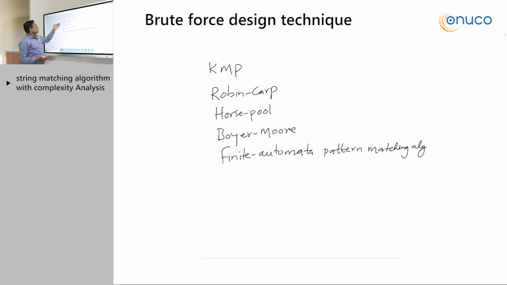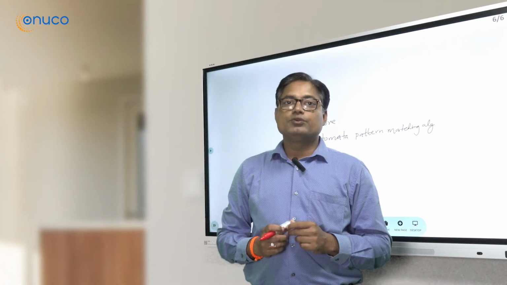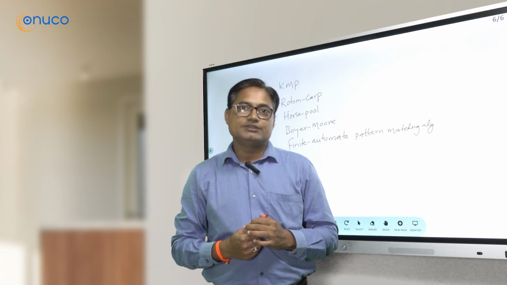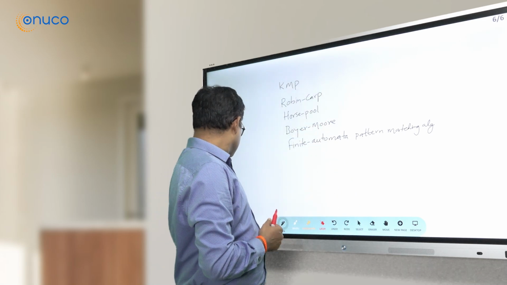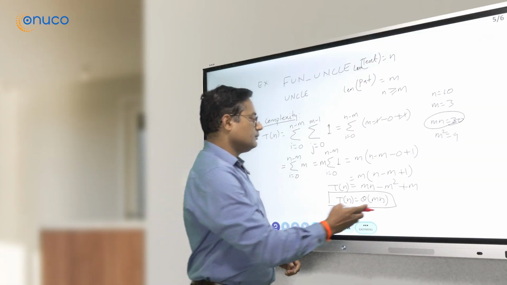KMP, Rabin-Karp, Horspool, Boyer-Moore, finite automata pattern matching algorithms. You can go through all these algorithms when you get time, right? All are very important, and these algorithms take less time compared with the brute force pattern matching algorithm that we have learned. Hence today we are done with the brute force technique for pattern matching and its time complexity. As you know, the time complexity of the pattern matching algorithm is theta of mn. Very important.